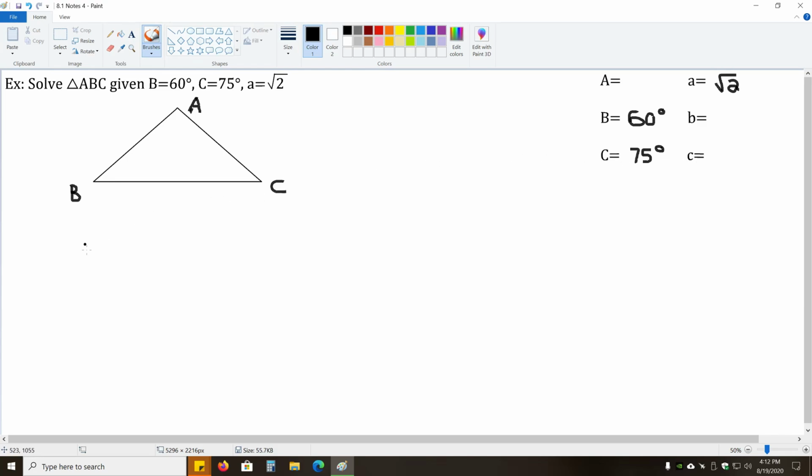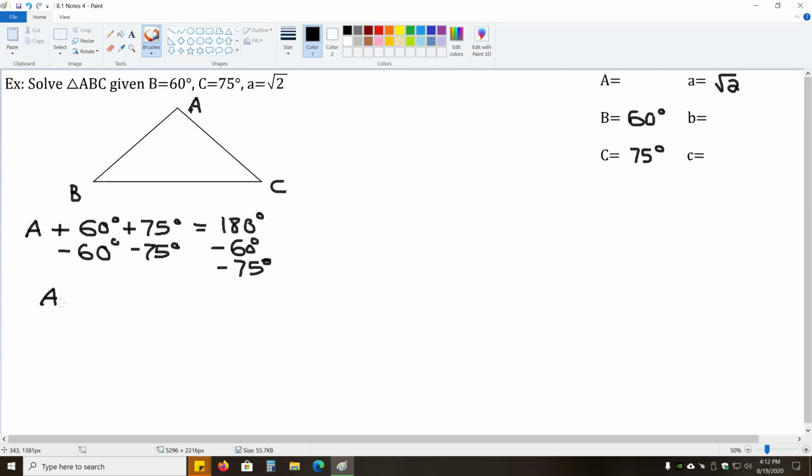To start off with, we'll solve for angle A because we know two angles of this triangle, and we know that when you add all three angles of the triangle, the result has to be 180 degrees. So angle A plus angle B, which is 60, plus angle C, which is 75, is equal to 180 degrees. If we subtract 60 degrees from each side of the equation, and subtract 75 degrees from each side of the equation, we'll get angle A, which is 45 degrees.